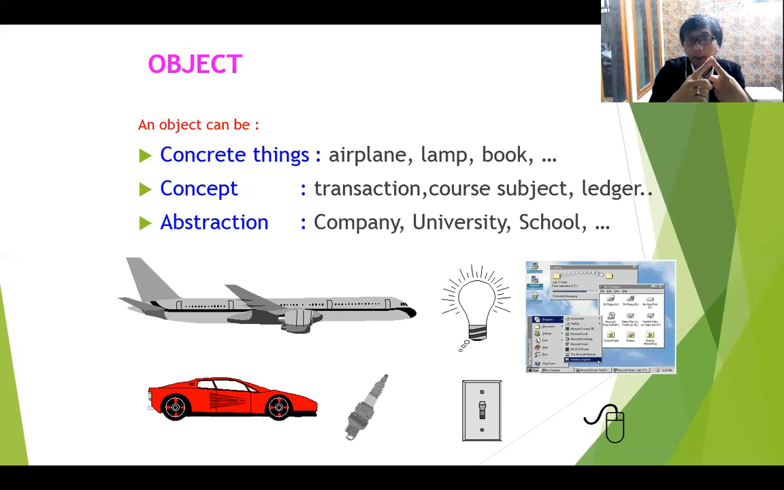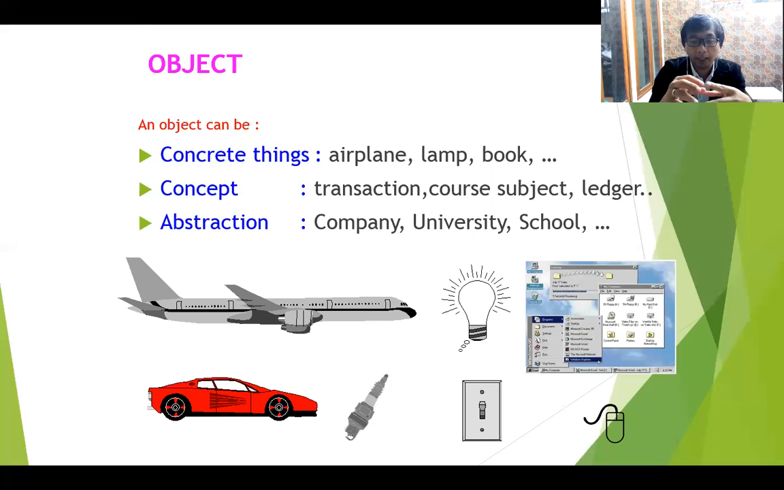And the other thing that can become an object is a concept. It means that you cannot see it, but you know it exists, like a transaction, cost subject, ledger. This is a concept that can become an object in an application. So it's not necessarily always a solid object. An object can also come from a concept.